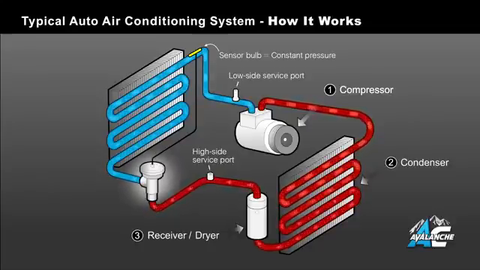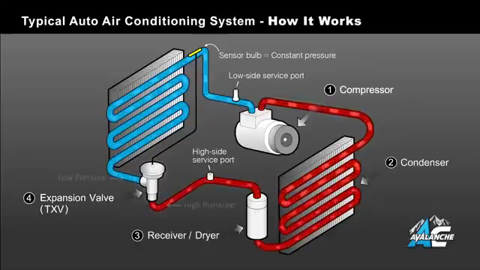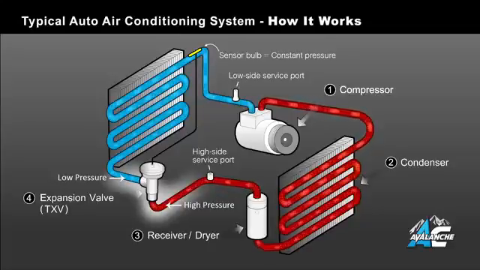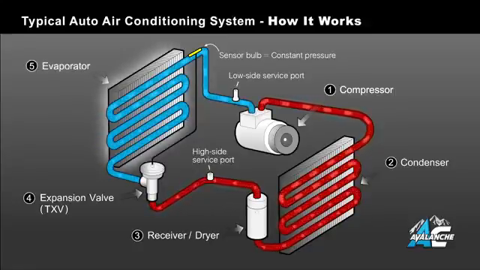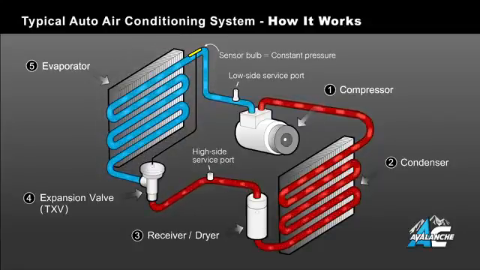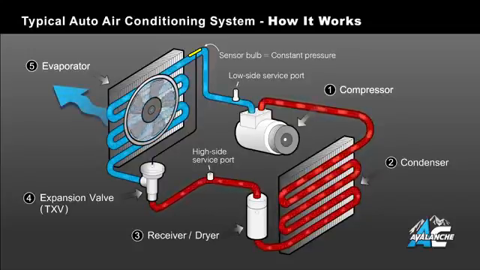Next, this high-pressure liquid passes through the expansion valve, allowing it to expand and turn into a low-pressure liquid, as indicated in our color change from red to blue. This low-pressure liquid flows from the expansion valve directly into the evaporator, at which point it begins to boil and turn back into a low-pressure gas, absorbing heat as it does so. This chills the walls of the evaporator, and the blower motor pushes this cool air through the vehicle's dashboard vents.